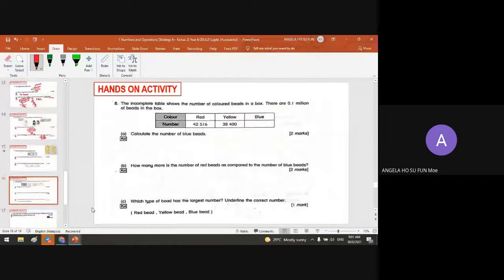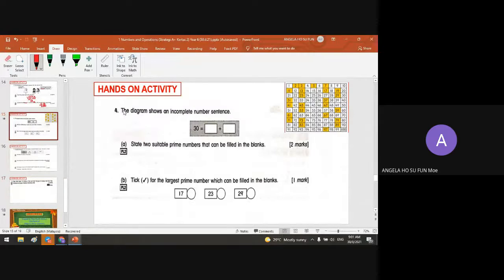Okay, 5 and 6, maybe we don't have enough time already, so never mind. So have a look at this. Number 4. This is an incomplete number sentence here. 30 plus what number and plus what number here? A suitable prime number. You can fill in the blanks so that it will make up total 30. Teacher already put this prime number here. Those which are yellow color is the prime number from 1 to 100. So anyone can give me a pair of numbers that's suitable to fill in these two boxes.